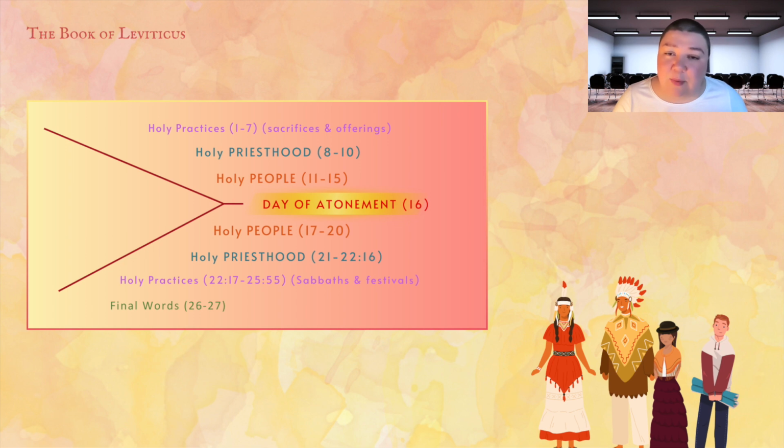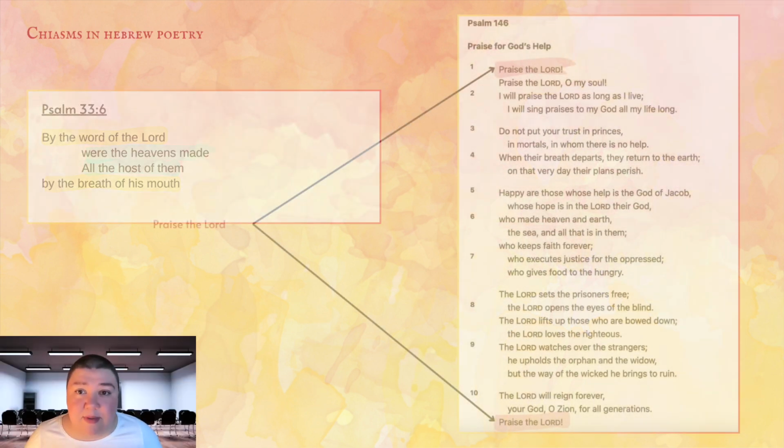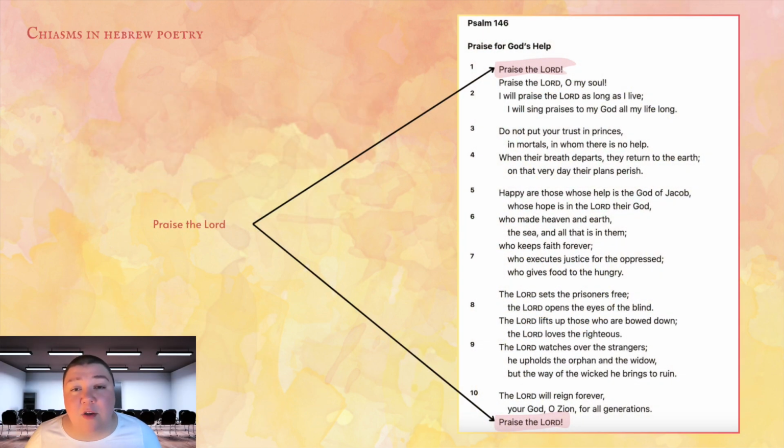Here is an example of a small chiasm, Psalm 33:6. By the word of the Lord were the heavens made, all the host of them by the breath of his mouth. Another example: the entirety of Psalm 146 is a chiasm.